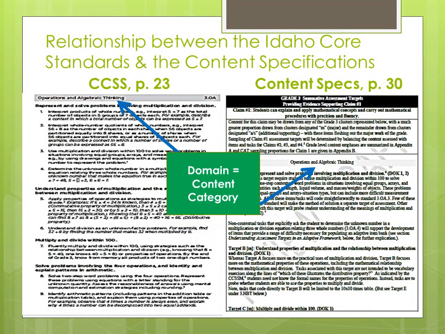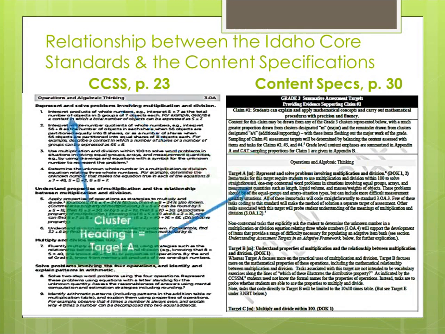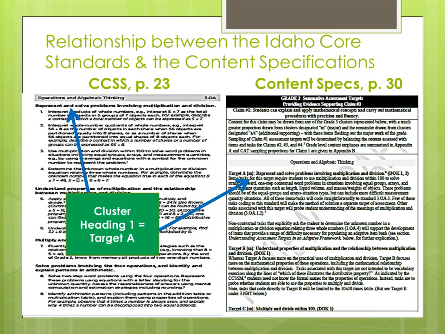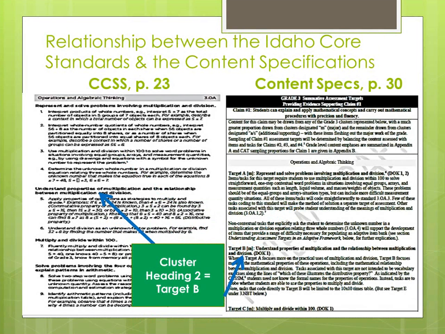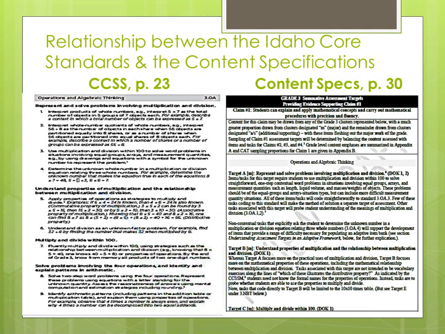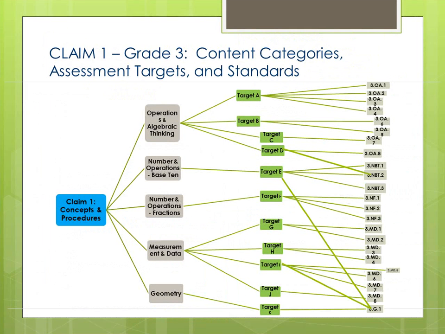The first domain under grade 3 is the first content category in the content specifications. And the first cluster heading will be target A, the first assessment target in the content specifications. And then the evidence, if you look directly back to that cluster of standards under the cluster headings, you'll see how it relates, that the standards are the primary focus and they were used to derive that evidence. Then as you continue on, the pattern just repeats itself with the second cluster heading as the second target underneath that content category.